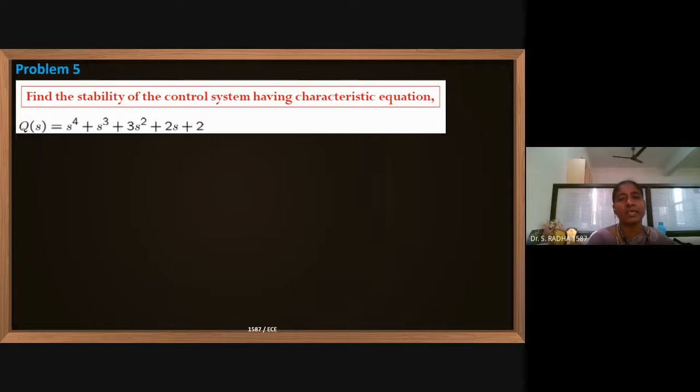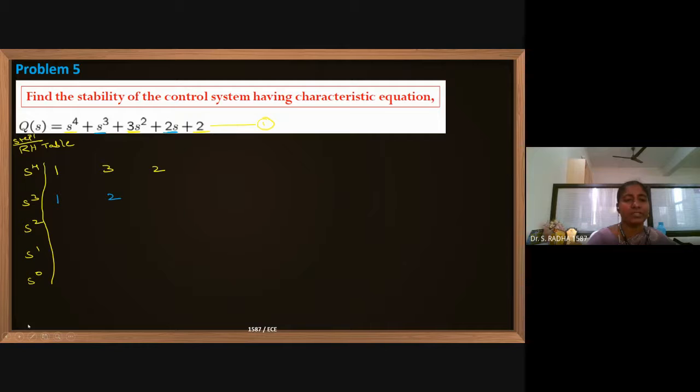Here a characteristic equation is given, and we will try to find the stability of the system. Step 1, we have to prepare the RH table: s power 4, s power 3, s power 2, s power 1, s power 0. The first, third and fifth terms give the coefficients 1, 3 and 2. Next, taking the alternate terms, the second and fourth terms, the coefficients are 1 and 2.